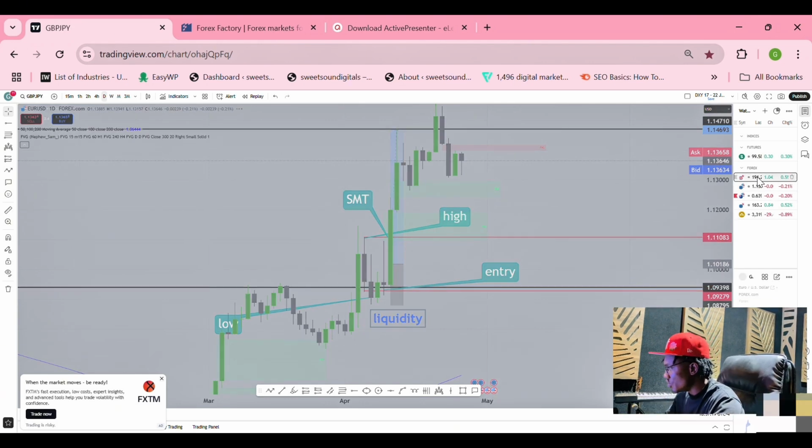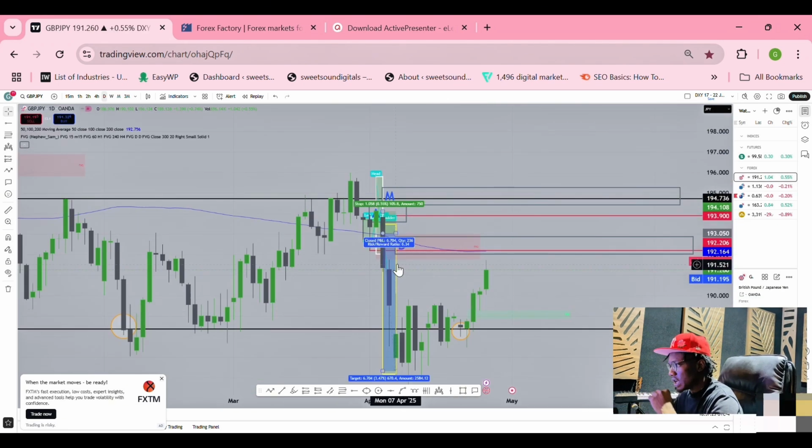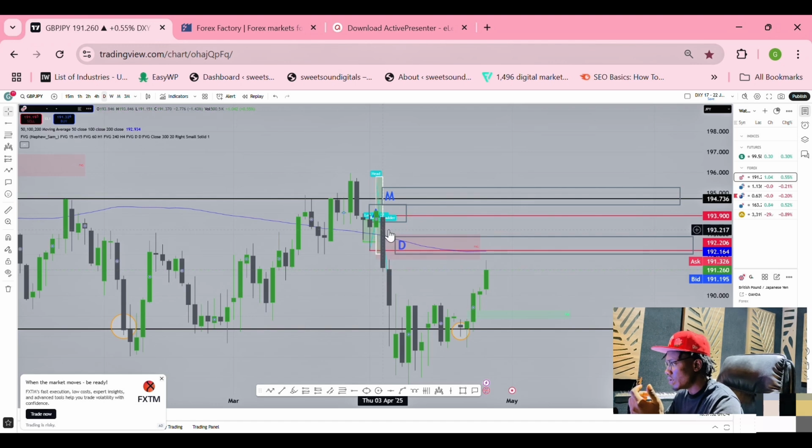So that's that on euro. Let me give you an example of this CRT on GJ. Let me take this out. Remember, it's all about accumulation, manipulation, and distribution. Like I said, it's very easy if you understand this.